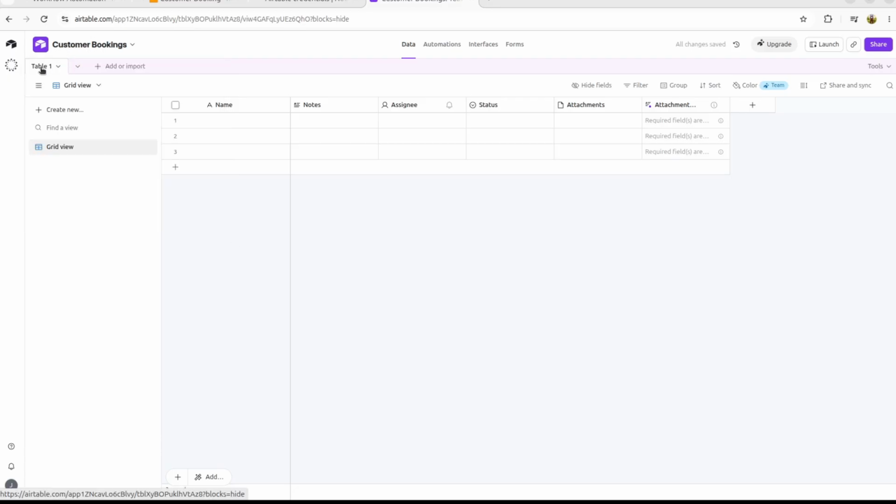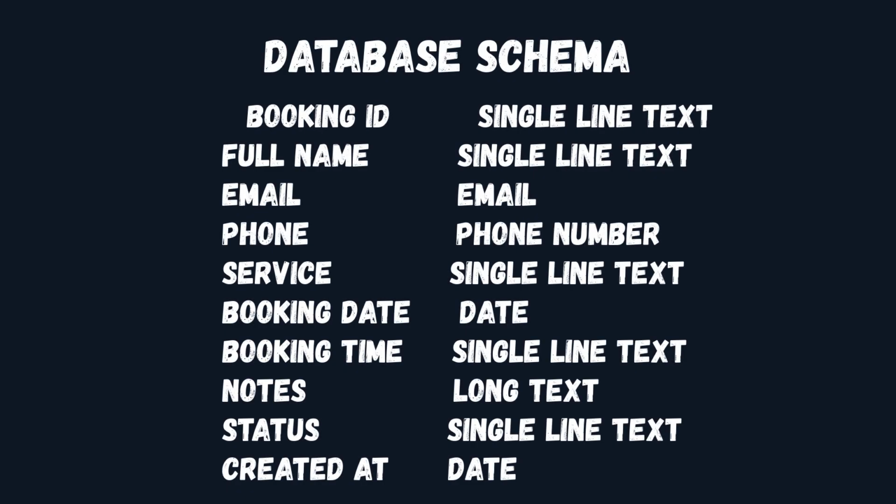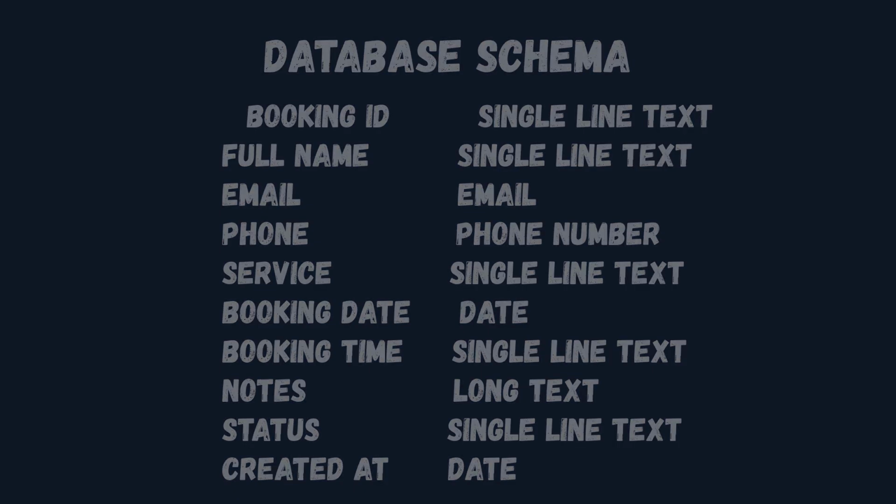Inside the base, I'll rename table 1 to bookings. This is the table name, and save. Now let's create the columns we'll use to store our booking data. I've already prepared the list of fields and their data types. Create these columns one by one as shown on the screen. This saves us almost 1 minute.